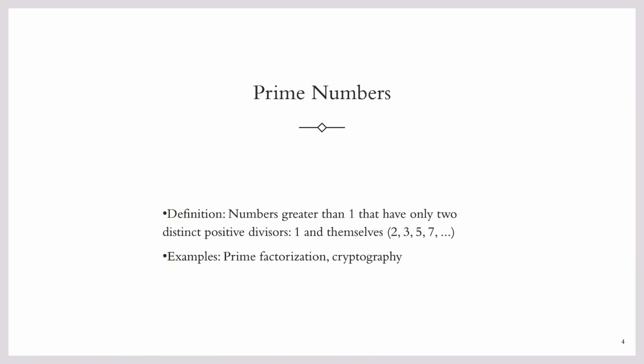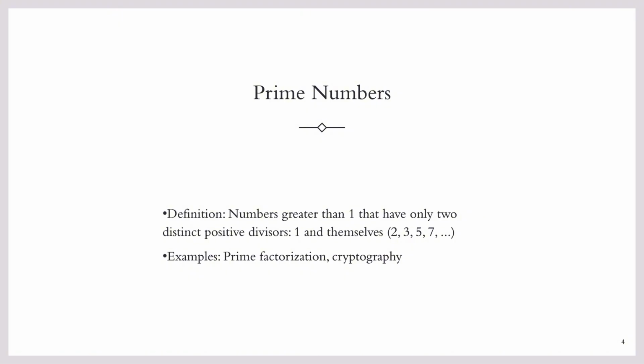Next, we have prime numbers. The prime numbers are greater than 1 and have only two distinct positive divisors, 1 and themselves, which means they can only be divided by either themselves or 1, such as 2, 3, 5, 7, 11. All those numbers that cannot be divided by any other number to yield an integer output are called prime numbers.